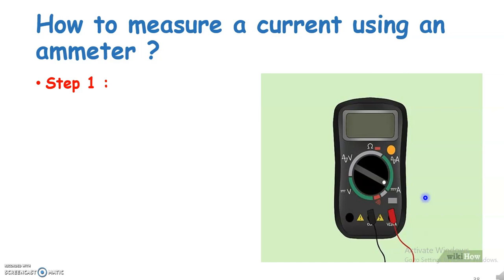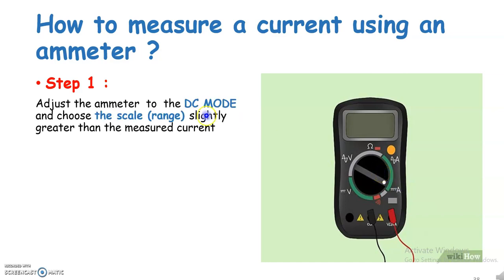What do I mean by setting up an ammeter? The first step to set up an ammeter is to choose the mode of functioning of this ammeter. We said that we have two types of electricity, DC or AC. I have to tell my ammeter that now I will work with AC or DC. Since AC has nothing to do with us in this chapter, we should adjust the ammeter to DC mode. I want to tell it that I am now working with DC.